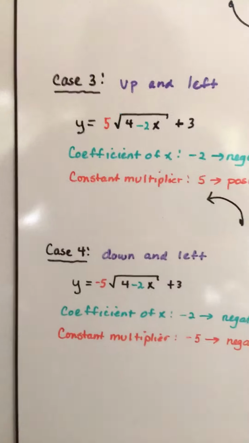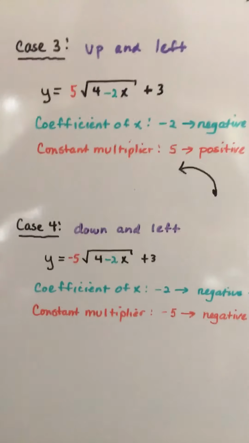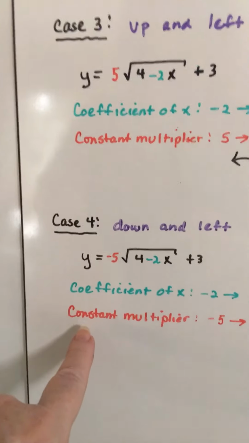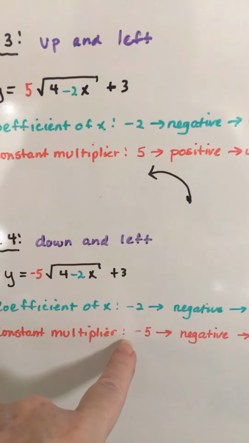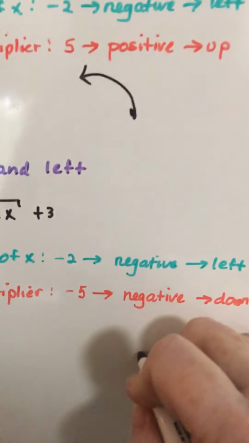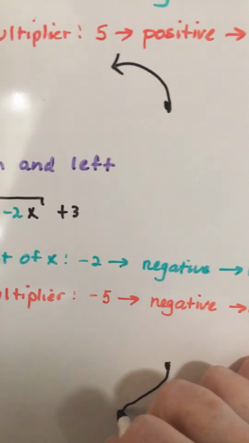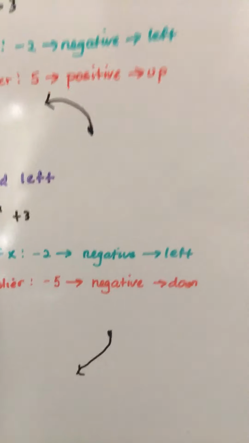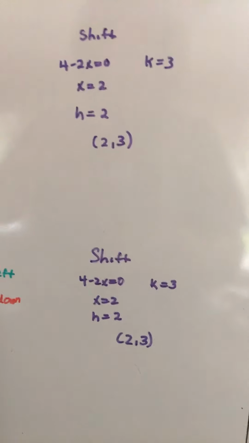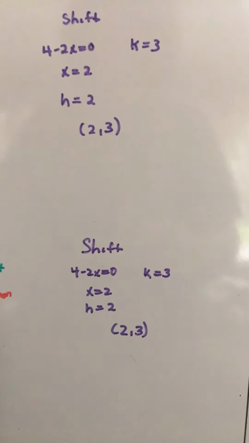And my final example, down and left. The coefficient of x is negative, so it opens left. The constant multiplier is negative 5. It's negative and it opens down. And so I'm going to go left and down. And notice when I did my shift, it's still going to be 2, 3.